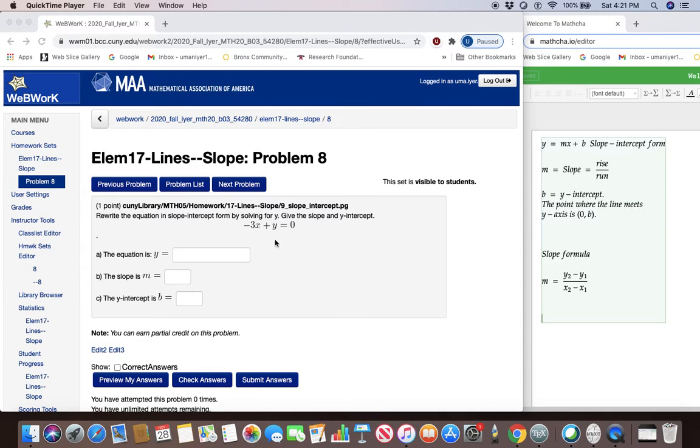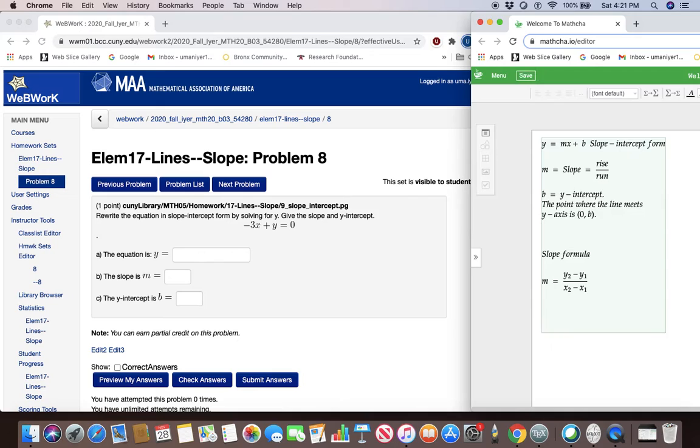Back. We are going to rewrite this equation in the slope-intercept form. So, negative 3x plus y equals 0. What does that mean? I just need to solve for y. That is, move the other things to the other side, right? We just have a 3x, so add positive 3x to both sides. When you do this, you are left with y equals positive 3x plus 0.